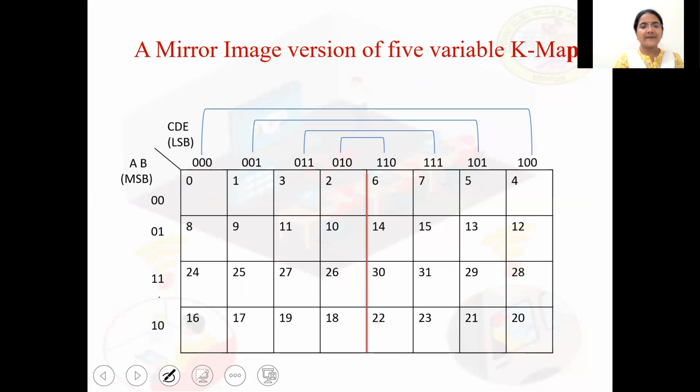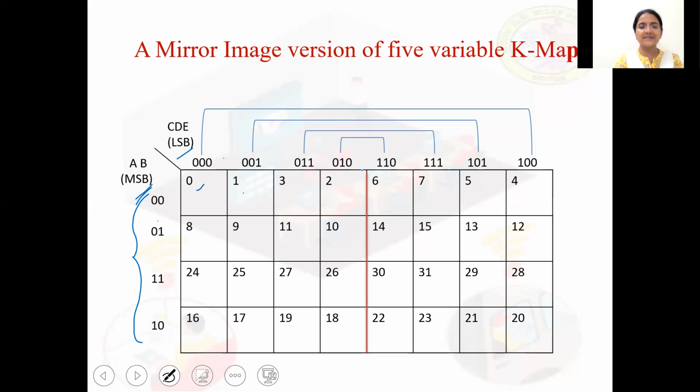Here we are writing the MSB bits for the rows and LSB for the columns. MSB is laid out vertically and LSB horizontally. 0 0 0 is 0, 0 0 1 is 1, then 2, 3, and then here 0 0 1 0 0 is 4. Why we are writing 1 0 0 here is because these 0 0 0 and 1 0 0 are logically adjacent. We are considering it as a mirror image.